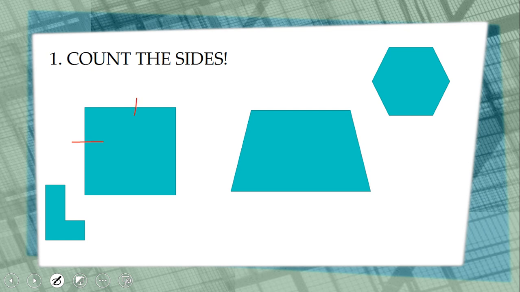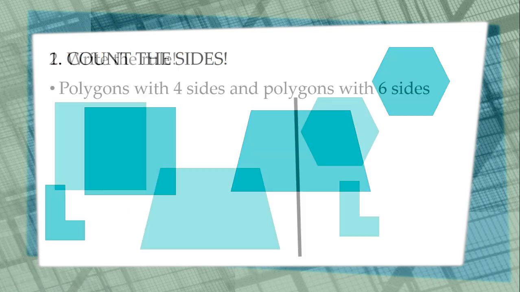So let's start with this one. 1, 2, 3, 4. That has 4 sides. 1, 2, 3, 4. 4 sides. 1, 2, 3, 4, 5, 6. 1, 2, 3, 4, 5, 6. So you can already see that to sort them, remember we want to put the shapes that are similar together, okay? So I have 2 shapes that have 4 sides and 2 shapes that have 6 sides.